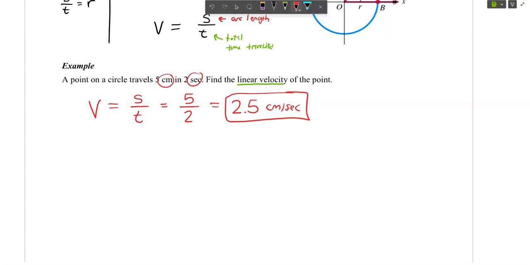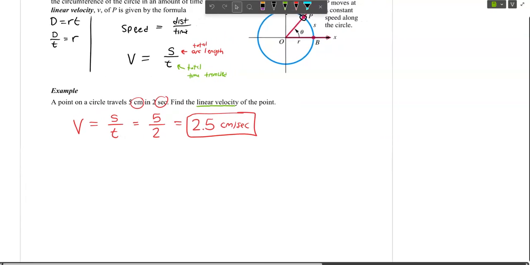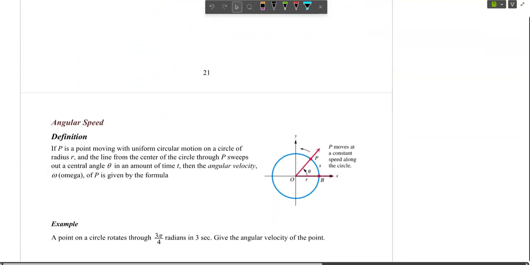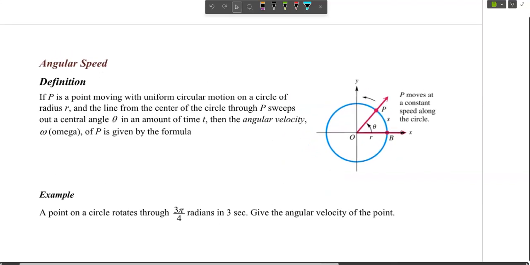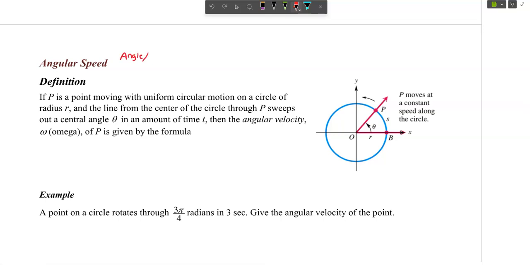And we're obviously going to mix all this together in the video, but that's all we need to know as we move to the second part, which is a little different. It's angular speed, or angular velocity as we'll call it. This is always going to be a unit of angular measure per time. An example of that could be degrees per minute. It could be radians per hour. It could be revolutions per second.